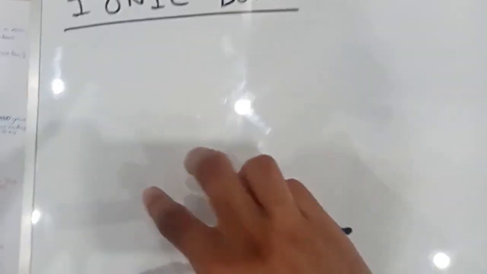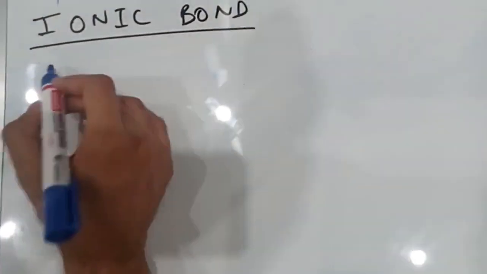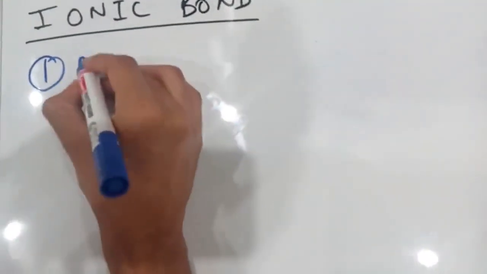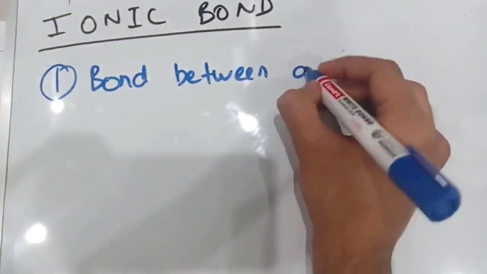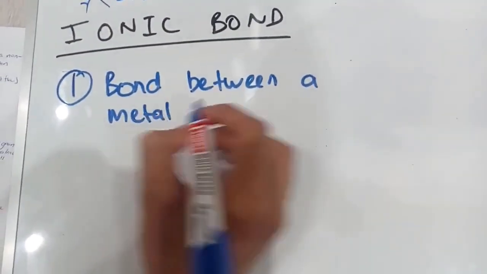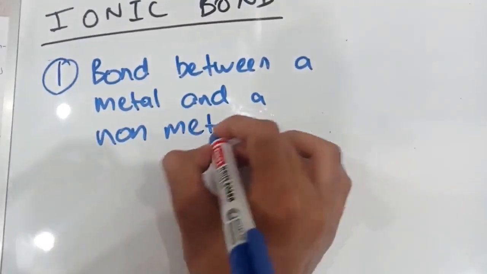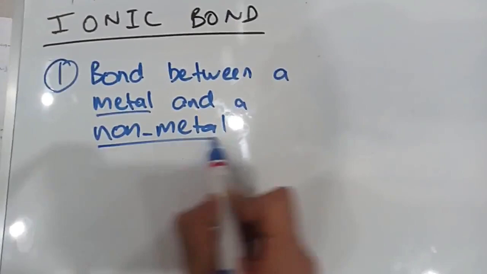Okay, so let's get a few key points, and then we'll use that to get an overarching definition of what an ionic bond is. This definition you can use in your classes and in your tests. So first of all, let's get to the first key point. An ionic bond is a bond between a metal and a non-metal. So here we said two key things. An ionic bond is a bond between a metal and a non-metal.